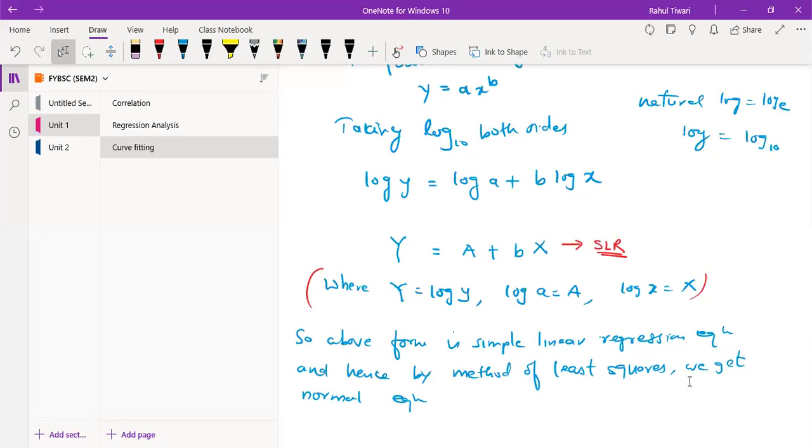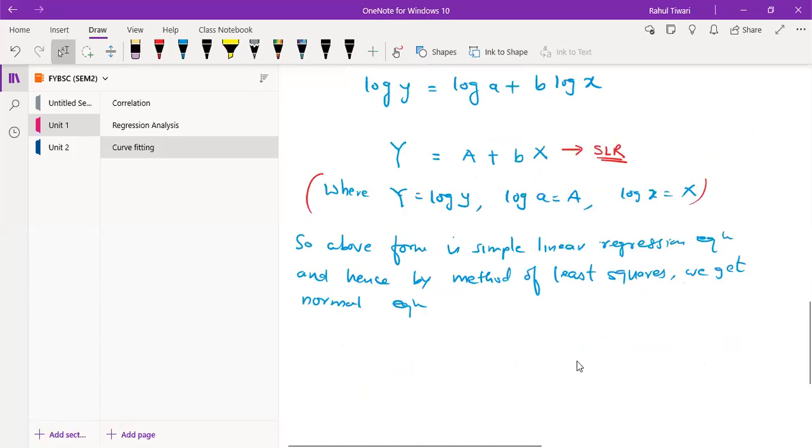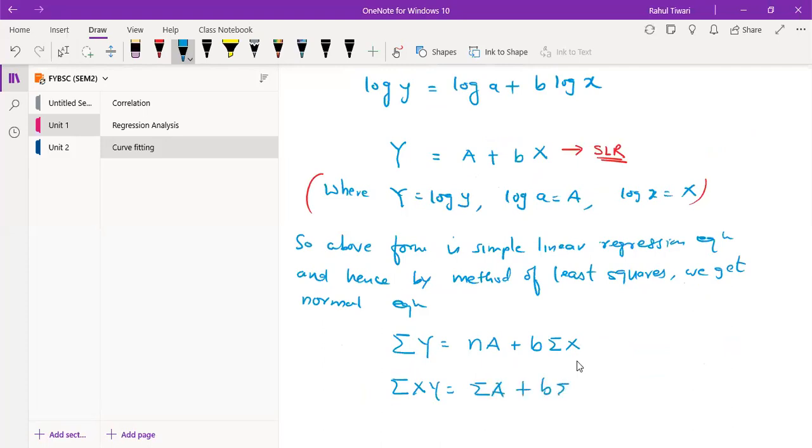So how do you remember this normal equation? Take the sum here. Summation of y is equal to n times capital A plus b times summation of x. And again you multiply by x in this equation, but assuming that n will not be there. Multiply by x and then take summation. So summation of xy is equal to A times summation of x plus b times summation of x squared. These two are called the normal equations.